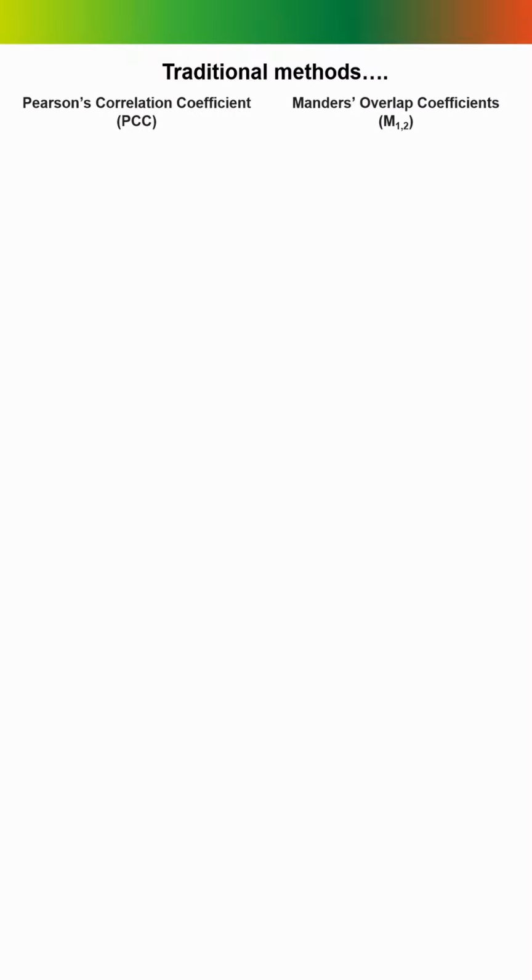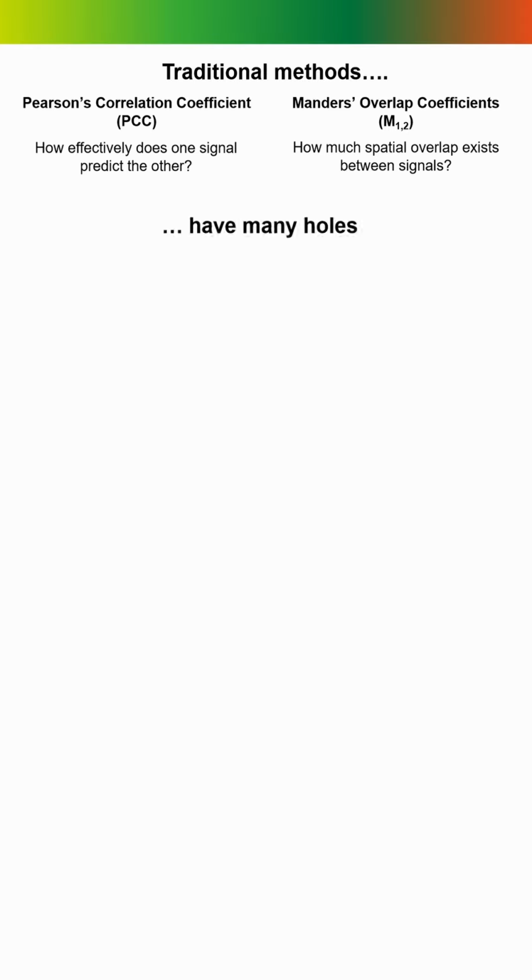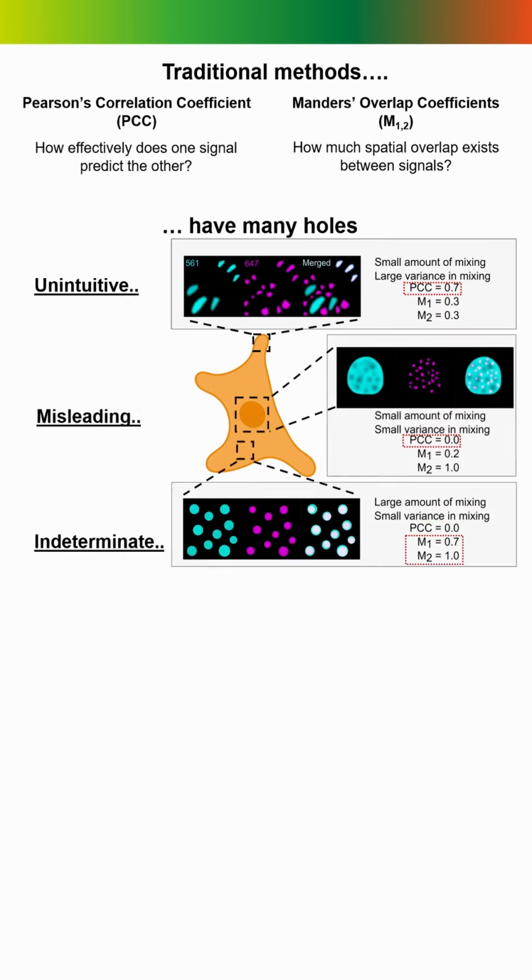Traditionally, two different metrics are used to try and quantify different aspects of colocalization, Pearson's and Manders. In reality, they merely infer it by proxy. As we showed, this means they are prone to providing unintuitive, misleading, or indeterminate results. What's worse, they provide no spatial information regarding where this mixing occurs or varies. To fill these holes, we needed more information than simply intensity.